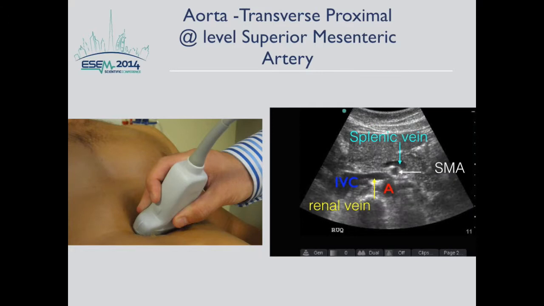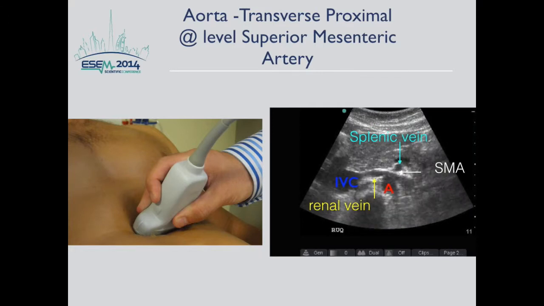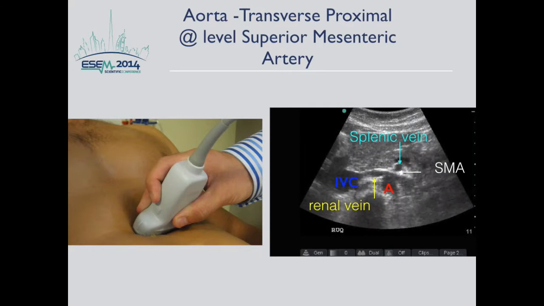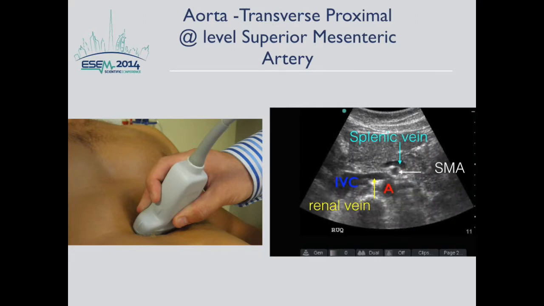The splenic vein is seen traveling anterior to the SMA. It is even possible to see a glimpse of the renal vein as it travels under the SMA to fuse into the inferior vena cava.